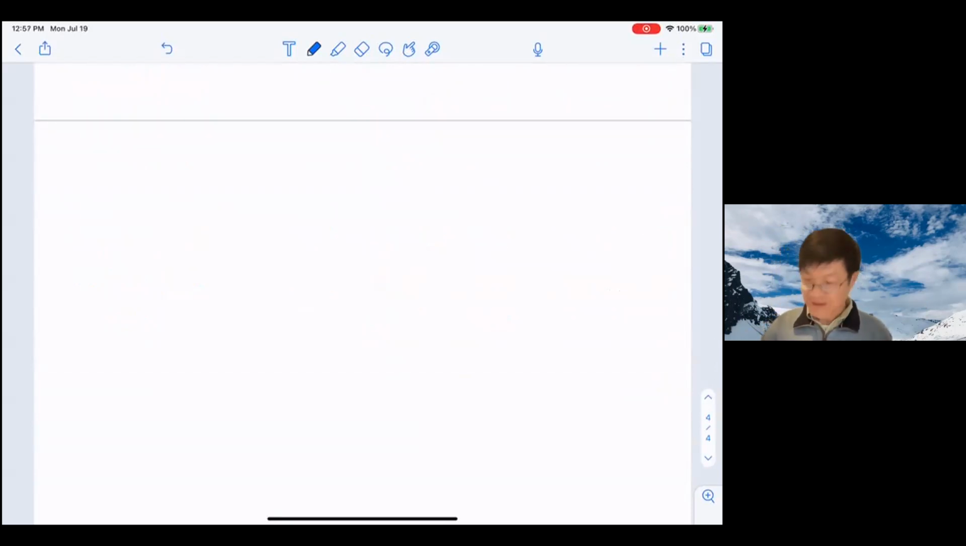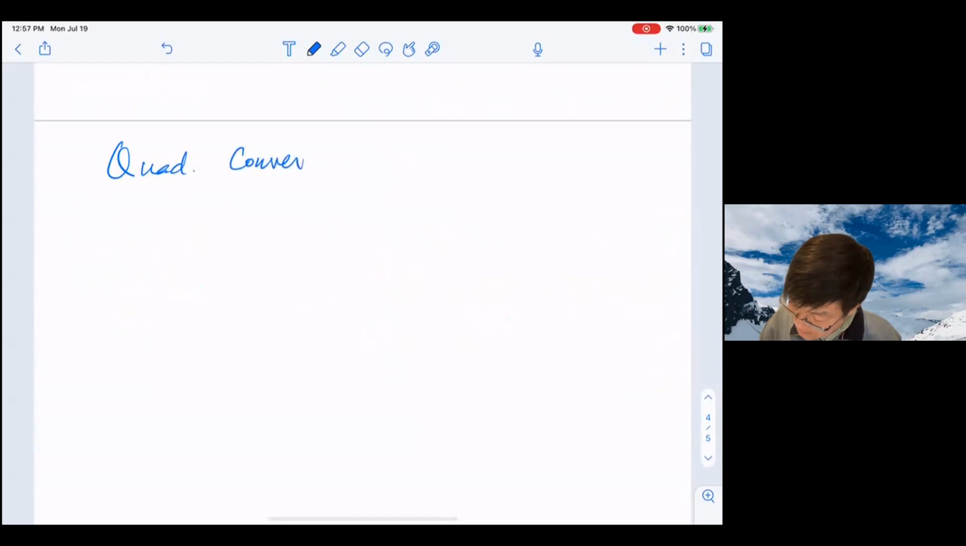Let me just say the details are in the notes, so it's on Canvas. But let me just give a high-level view of this quadratic convex relaxation. What is this about relaxation?